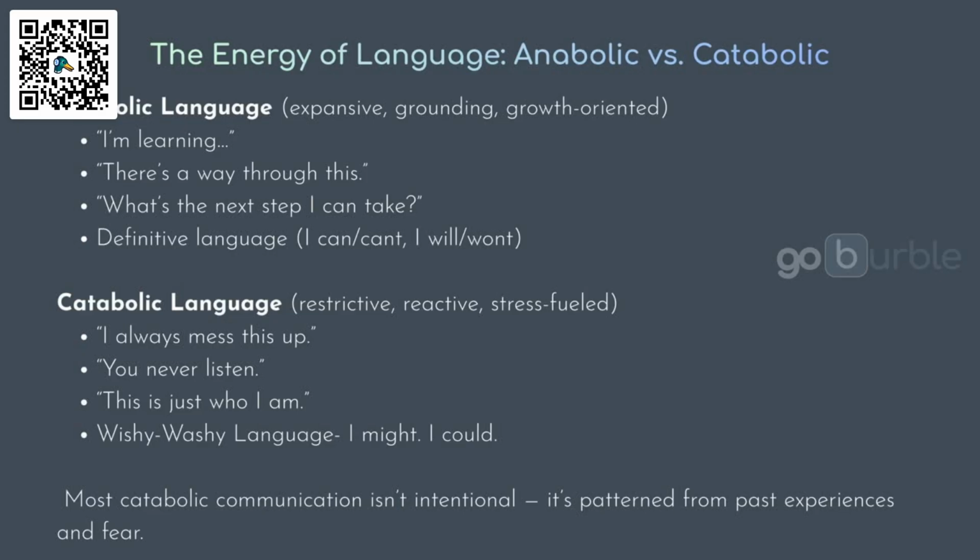Instead of focusing so much on the problem, the anabolic language, whether it's the internal language in your mind or the language that we are speaking to other people through the relationships that we have, is really going to be finding solution orientation that can be motivating. There's a way through this, right? That is a very definitive statement versus what we'll get into in the catabolic, which is very wishy washy, right? So, what's the next step I can take? It's a very definitive language, too, right?